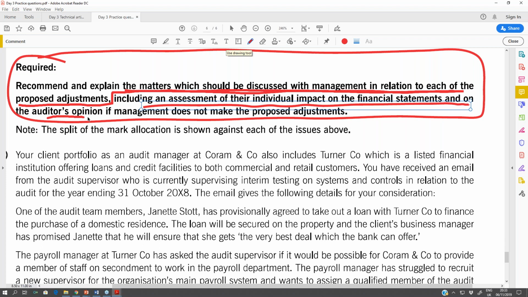Now be very critical. A lot of times students read the question wrongly. This question is asking you the matters which you should be discussing with management in relation to each of the proposed adjustment, including the assessment of their impact. Impact on the financial statement, which students normally overlook, and the impact on the audit opinion. Is the examiner asking us to write 2 impacts, the impact on the financial statement and the impact on the audit opinion? And you come out of the exam hall by just writing the impact on the opinion, not writing the impact on the financial statement. Will you be scoring marks? No. Let's break this question and understand this question.